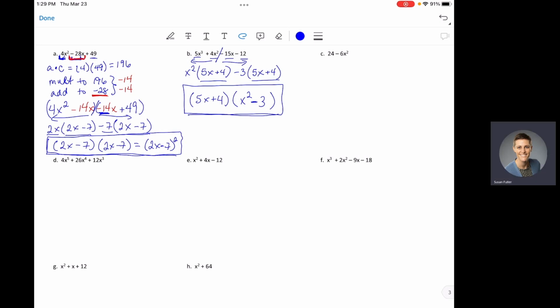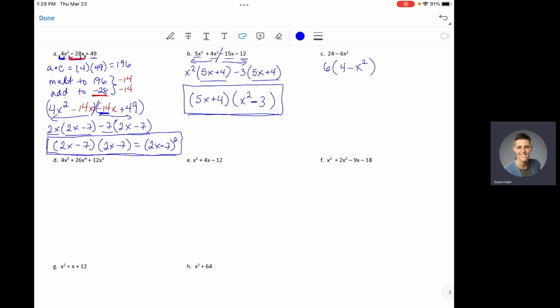All right, number C. We are going to first see if a greatest common factor comes out. And we have one here. We can take a 6 out of everything. So when we take a 6 out, we're going to get 4 minus x squared. And then look at the thing in parentheses.